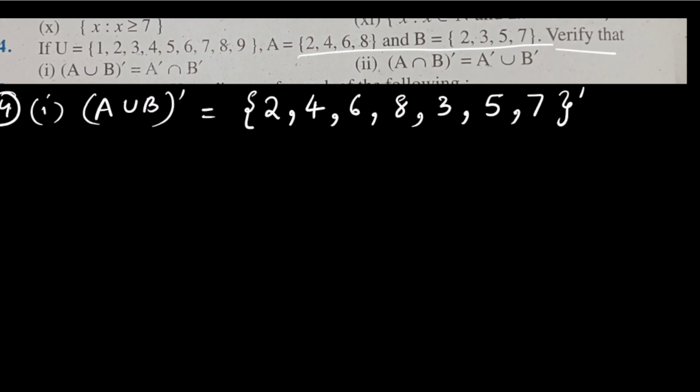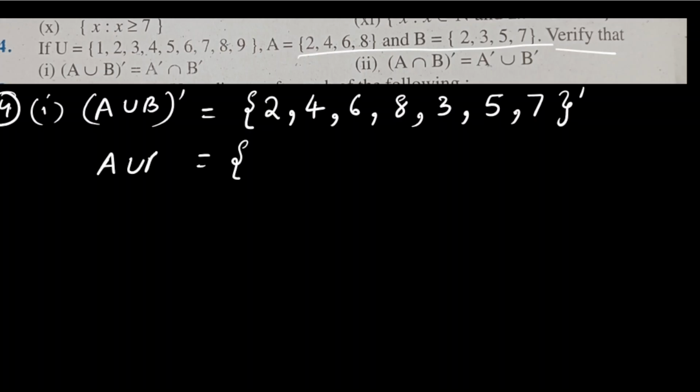In A union B, all the elements we have to write. So first of all, A's elements I am writing: 2, 4, 6, 8, and then B's elements I will write. The elements which are getting repeated we don't have to write again. So 2 I have already written, then 3, 5 and 7. So its complement I have to write. Complement means from the universal set I have to find the elements other than these elements.